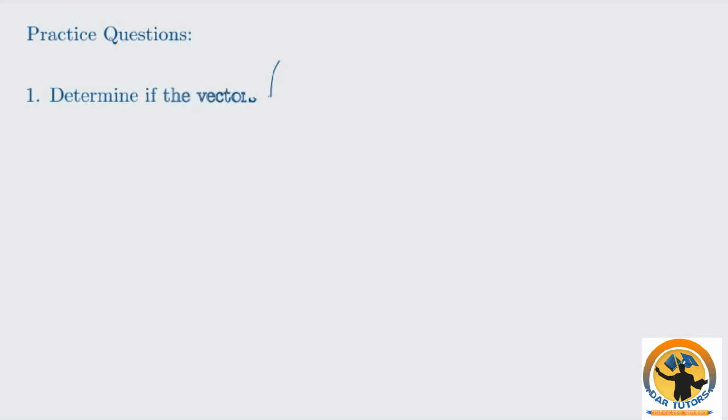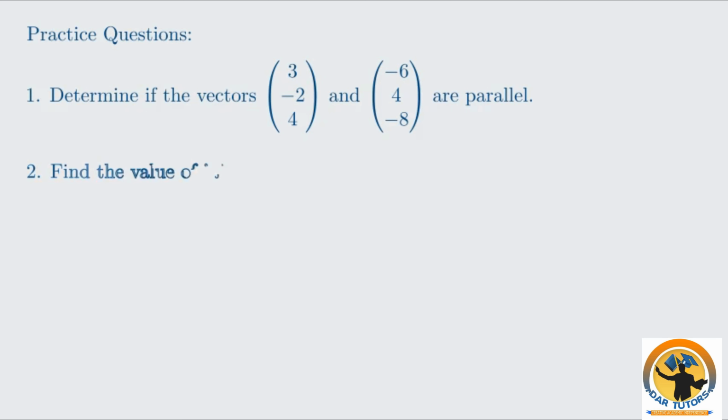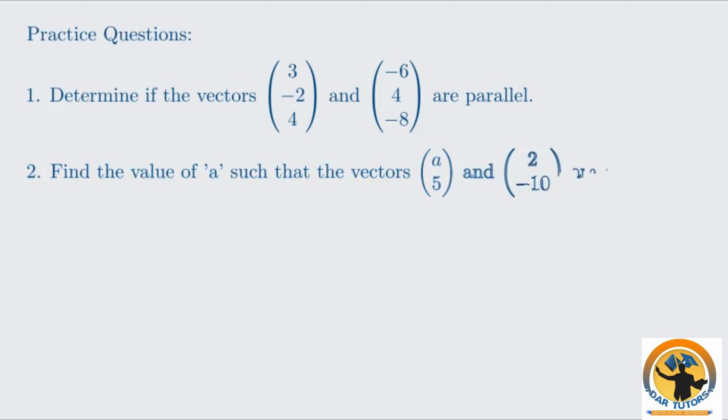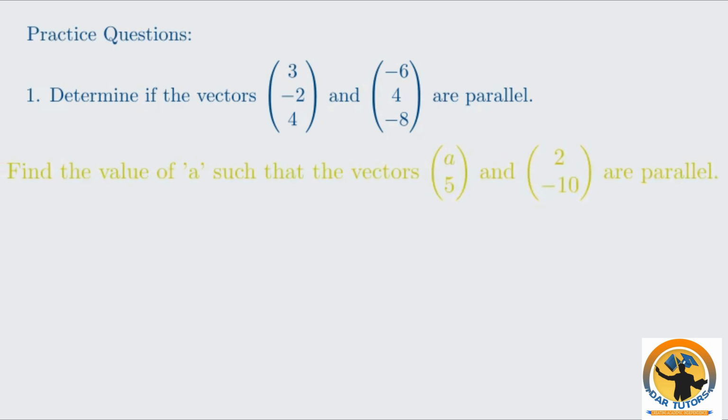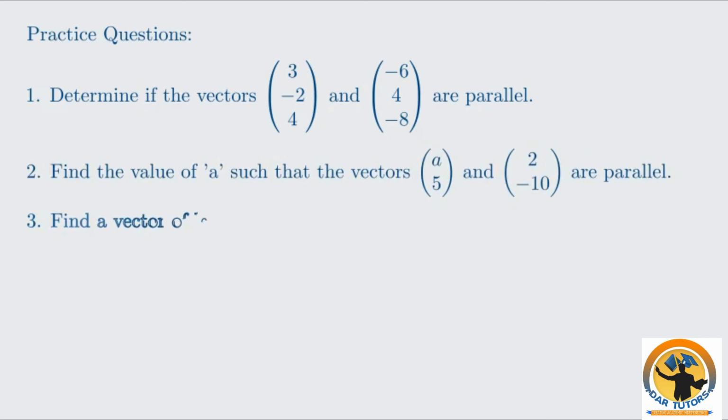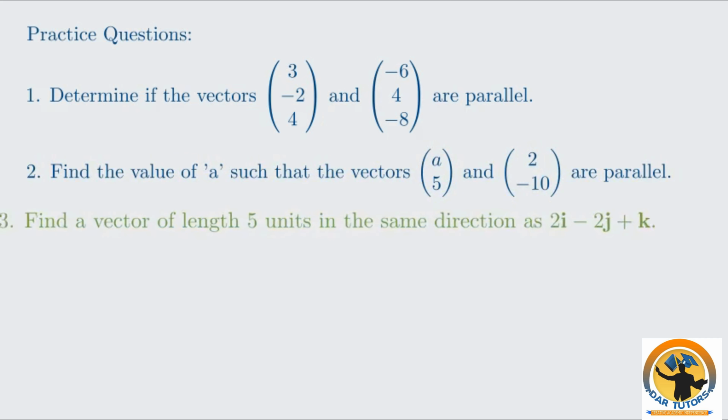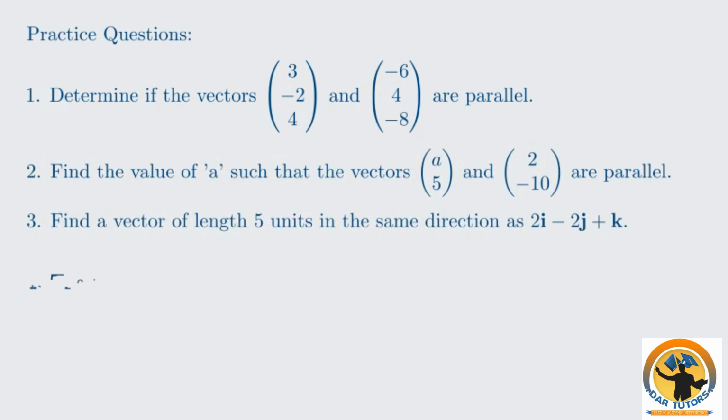Question 1. Determine if the vectors <3, -2, 4> and <-6, 4, -8> are parallel. Question 2. Find the value of a such that the vectors <a, 5> and <2, -10> are parallel. Question 3. Find a vector of length 5 units in the same direction as 2i - 2j + k.